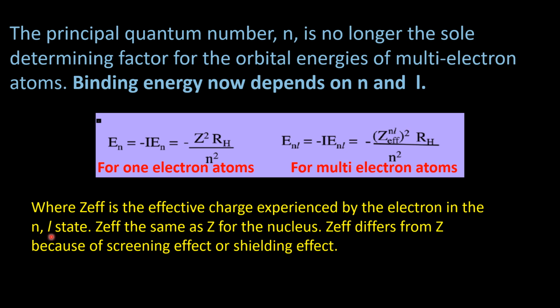So for the specific n and l, the orbital quantum number and principal quantum number represent the specific states where Z effective is the effective charge experienced by the electron. So we see Z effective as the same as Z for the nucleus. Z effective differs from Z in fact in terms of the screening effect or shielding effect. Now we will explain what the shielding effect or screening effect is, and the effective charge.